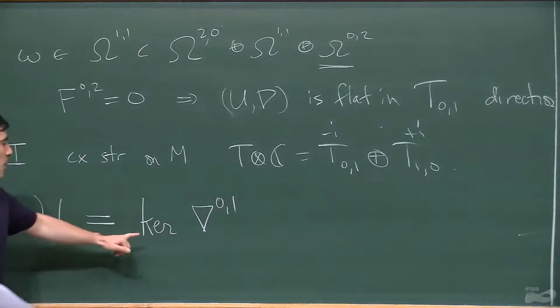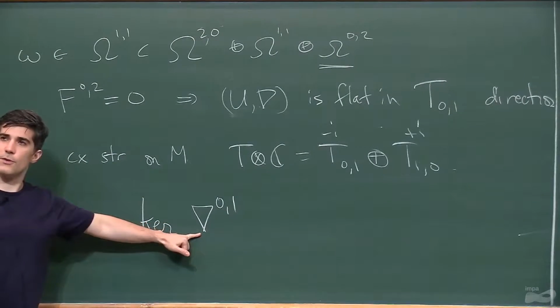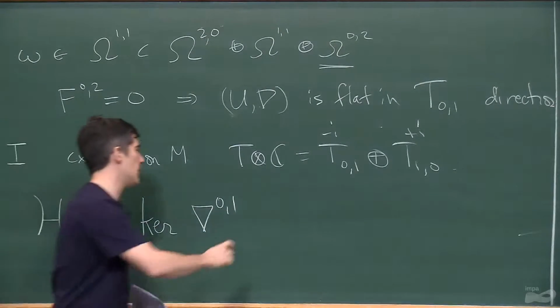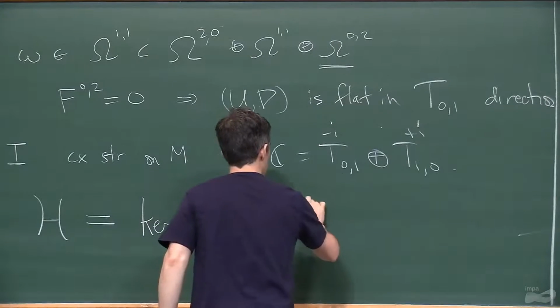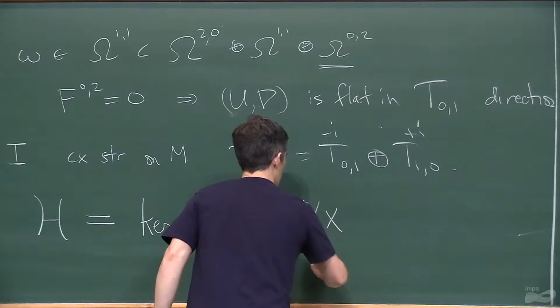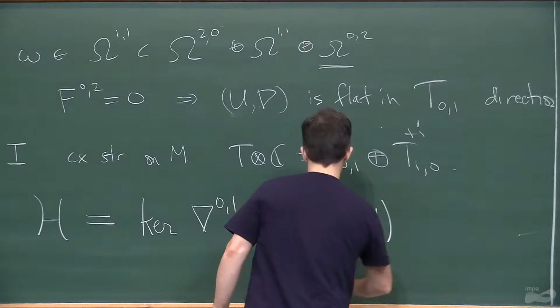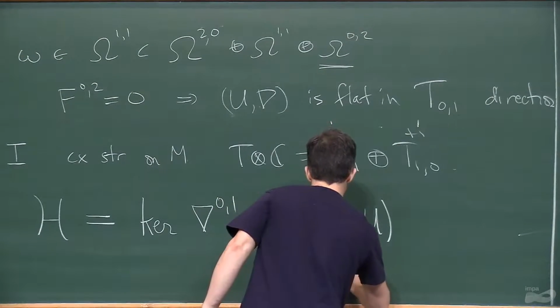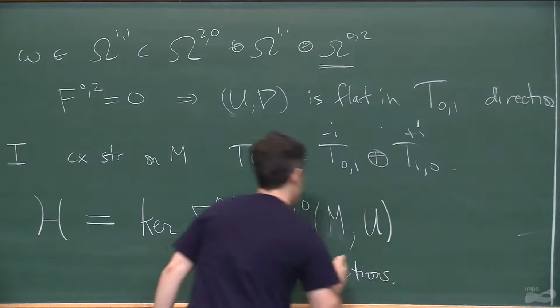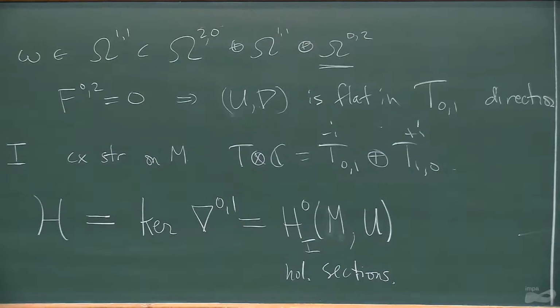So now I can look for flat sections in the 0,1 direction. And this is usually denoted as H0 of M, U, with respect to I. Holomorphic sections. Okay. So this is how quantization works. We obtain a vector space.